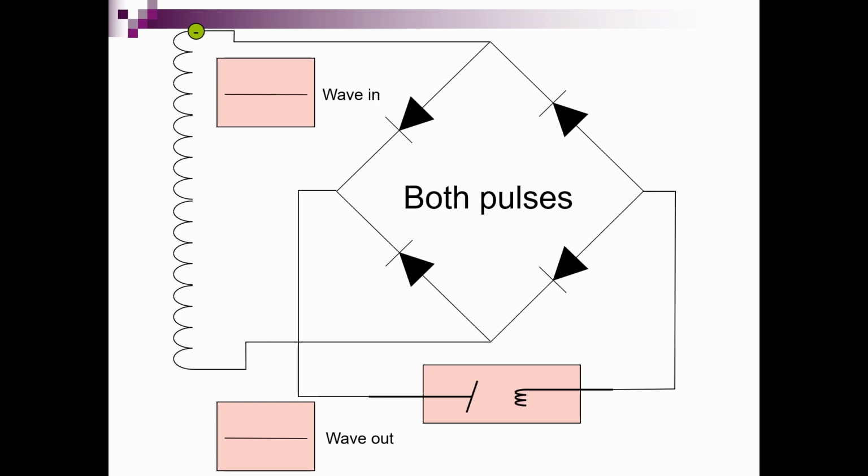I will now trace both phases of the AC wave through the bridge without commentary. Note the graphic boxes that illustrate the input and output waveforms.